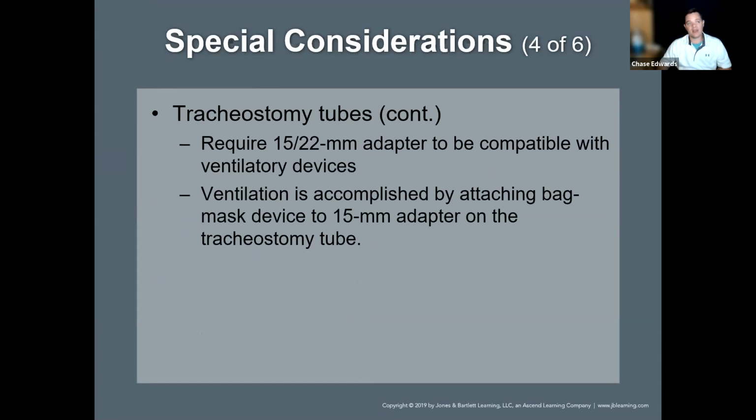So, tracheostomy. You can relieve gastric pressure with it. Tracheostomy tubes require a 15 to 22 millimeter adapter to be compatible with ventilatory devices, so make sure you have at least one or two with you. Ventilation is accomplished by simply attaching the bag valve mask to the 15 millimeter adapter on the tracheostomy tube.